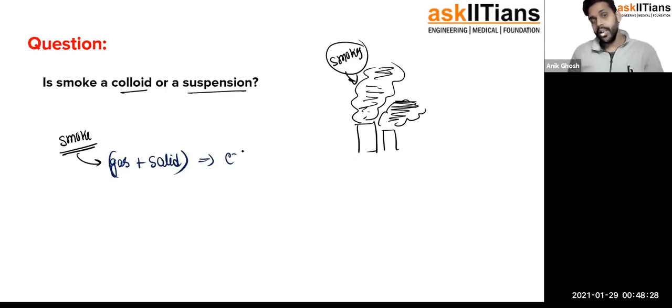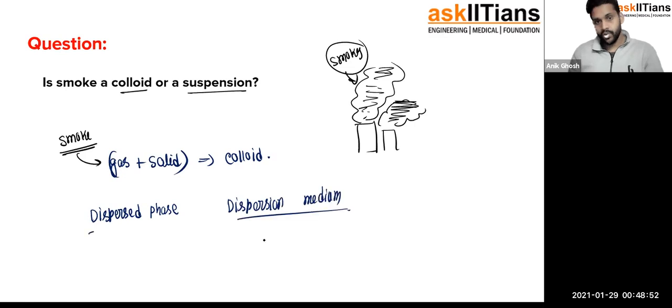So colloidal solutions have the dispersed phase and the dispersion medium, isn't it? In the case of smoke, the dispersion medium is gas and the dispersed phase is solid. And definitely this is a colloid. Smoke is a colloid, fog is a colloid. Definitely smog would also be a colloid.